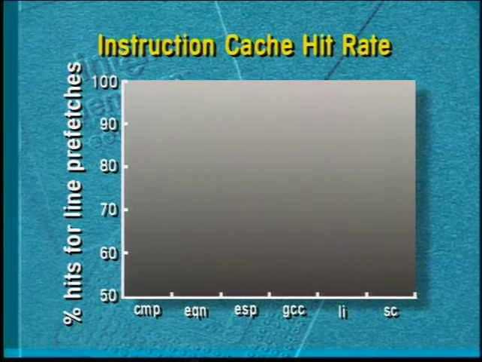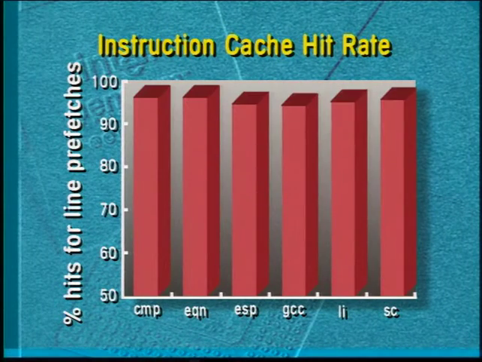The effectiveness of the caches is shown on the following charts for the SPEC benchmark suite. Please remember that this data is taken from an actual running system using the performance monitoring hardware that we included on chip. The first chart shows the hit rate for instructions. It varies from about 90% to a little over 95%. What we are showing is the hit rate for prefetches of 32-byte lines coming out of the instruction cache.